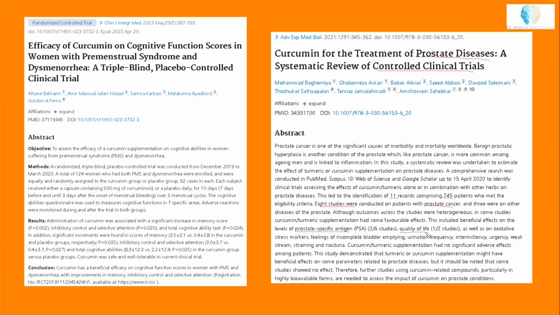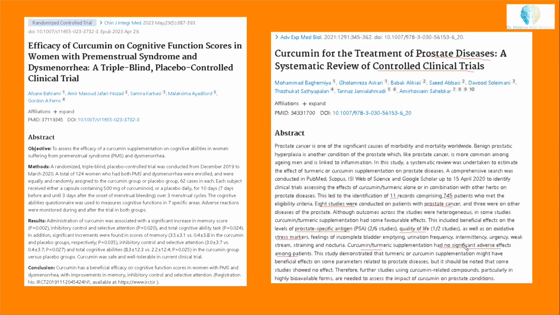Some studies reported benefits on quality of life. Some studies reported benefits on blood markers, on symptoms. Some patients with prostate diseases have a feeling that they couldn't completely empty their bladder. Sometimes they have a higher urination frequency. They have urgency. They have a weak stream. They have to wake up in the night to urinate. And curcumin turmeric had no significant adverse events among patients in this review.